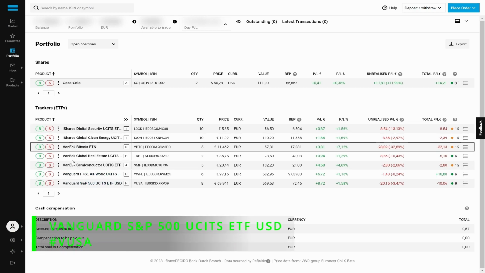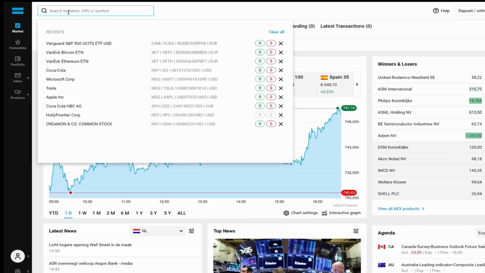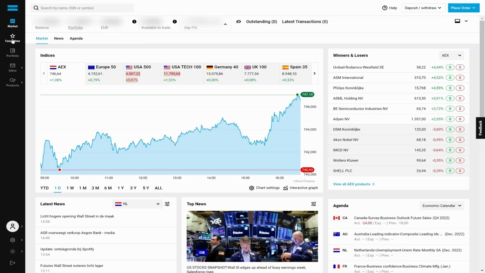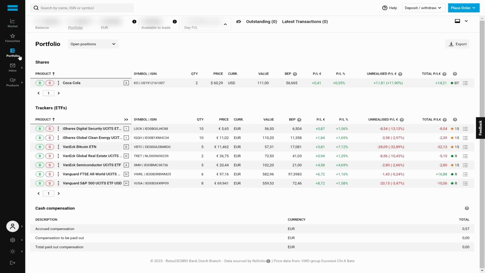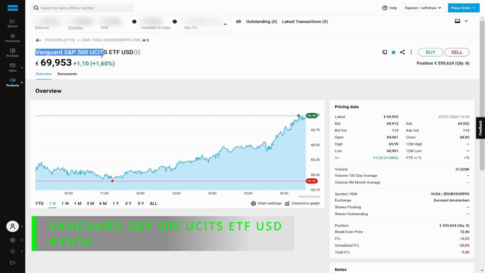There's a couple of ways that you can do in order to find this ETF. So you can just search it on the top left corner, where you can just put in the S&P 500 and then you'll see it as well. But you can also put it in your favorites, or of course if you already own it, it will already be in your portfolio. So that will be one of the easiest things to do. Just press the tracker that you want.